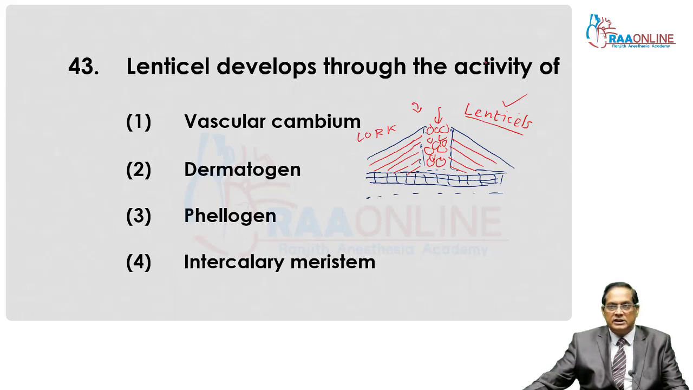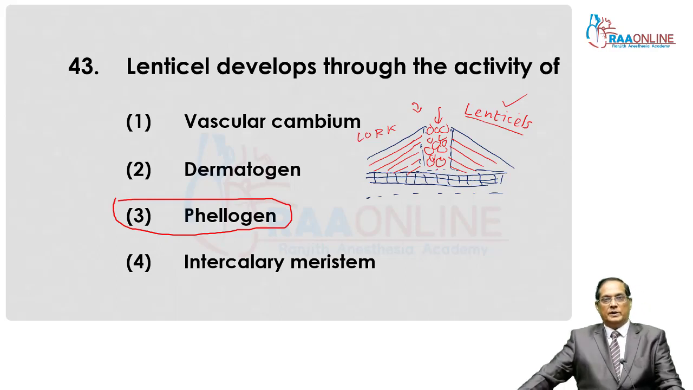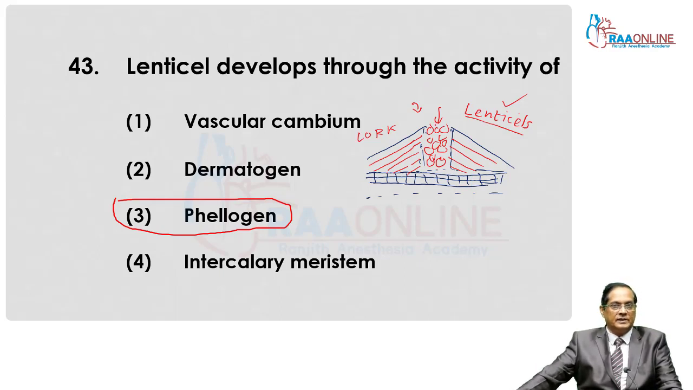So lenticels develop through the activity of cork cambium, because in most of the area it forms cork, but in a few portions it forms only parenchymatous cells.